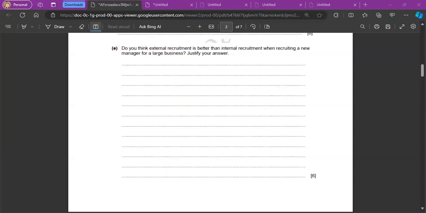So I would probably choose internal recruitment. So I would say no, external recruitment is not worse, it's just that internal recruitment is better than external recruitment because of the reasons which I have mentioned. And make sure you don't repeat points, because you're not going to get an extra point for repeating a point. It's just going to be considered as one point. And remember to put two knowledge, there's no application, so two analysis and two evaluation.